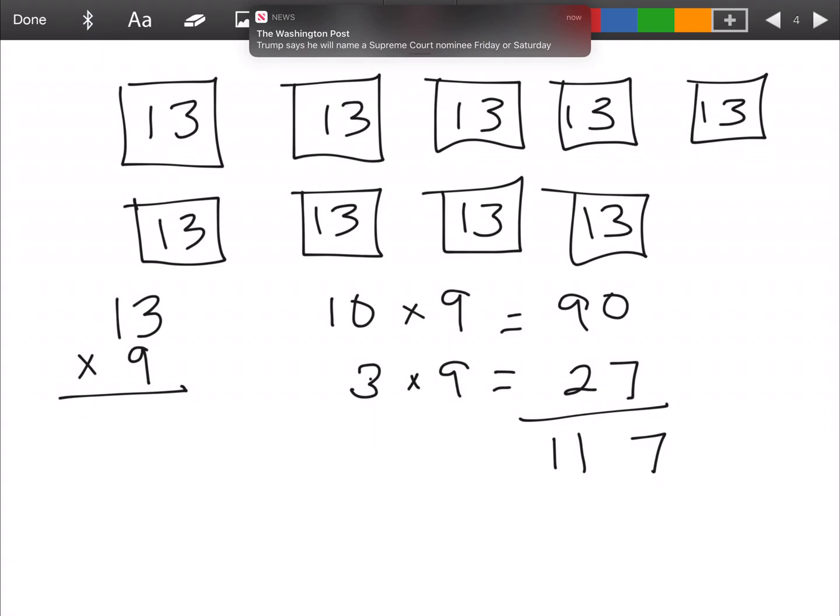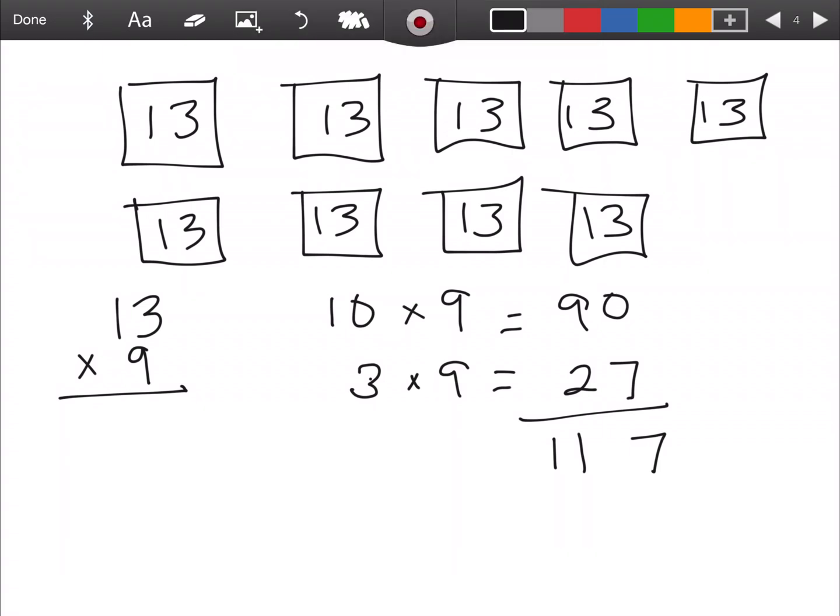Or you could do something like the traditional algorithm and get the same answer, but remember to label your answer. Okay, good luck on writing a multiplication problem.